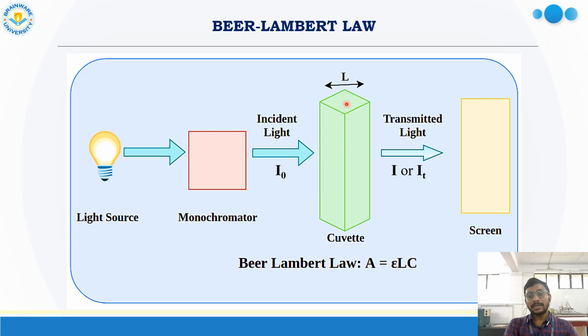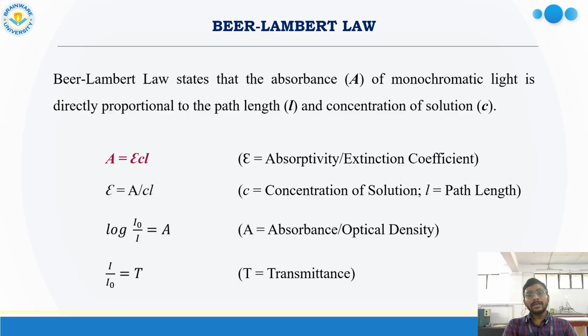If the length of the cuvette is L and the concentration of our sample is C, then the absorbance is given by epsilon LC. Epsilon is the molar absorptivity or extinction coefficient, L is the length of the cuvette or path length of the solution, and C is the concentration of the solution. So here you go: A equals epsilon C L. A is the absorbance or optical density, C is the concentration, L is the path length, and epsilon is the molar absorptivity or extinction coefficient.